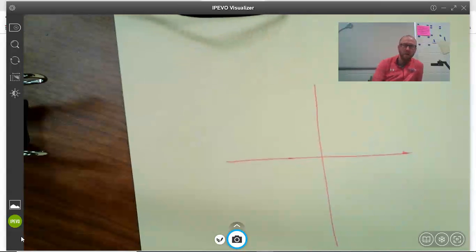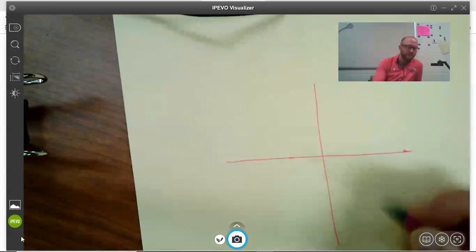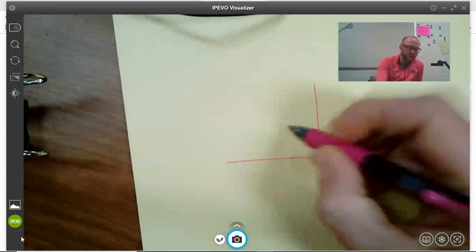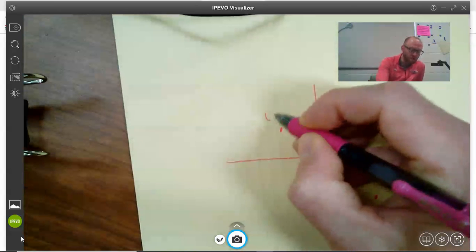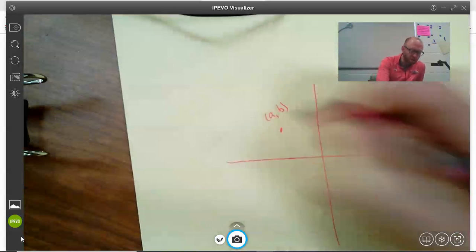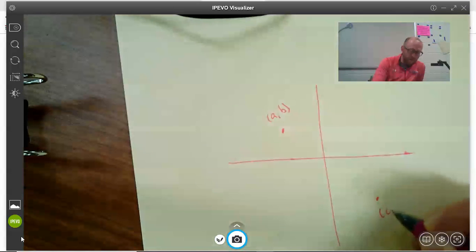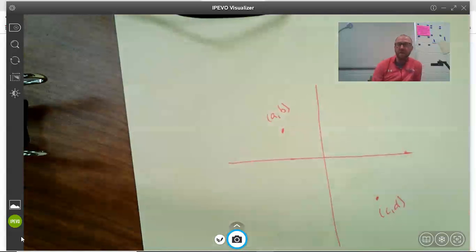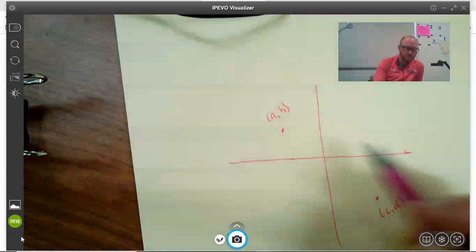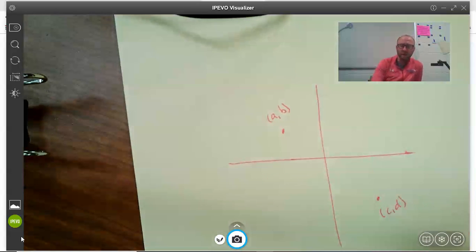So here, I've got a coordinate grid. Let's just pick a point down here, say, and maybe a point up here. We'll call this (A, B). We'll call this (C, D). And we're going to assume that all these numbers are different. So A, B, C, D, there are no matching numbers, just like we didn't have any matching numbers before.